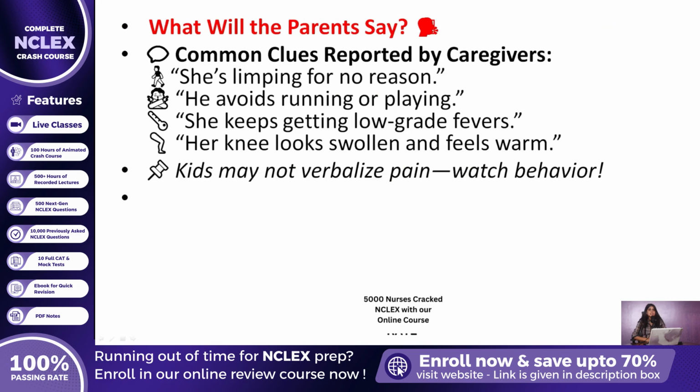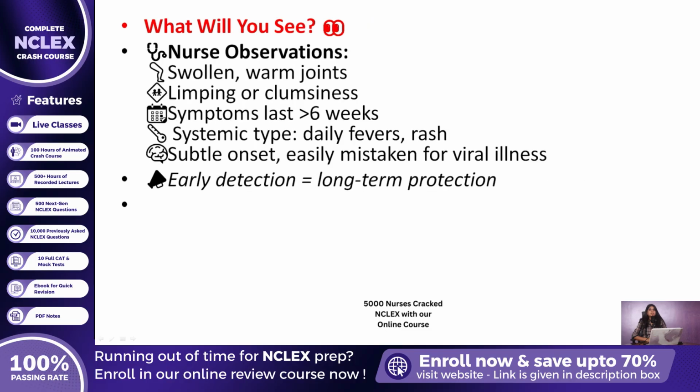What makes this tricky is that kids often cannot explain their pain clearly, so it is usually the parents who pick up on subtle signs, like limping, joint swelling, or avoiding activities they once loved. In systemic cases, you might also see fevers and rashes, which can easily be mistaken for viral illnesses.